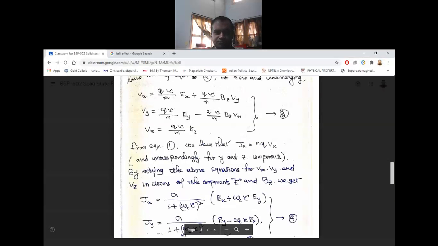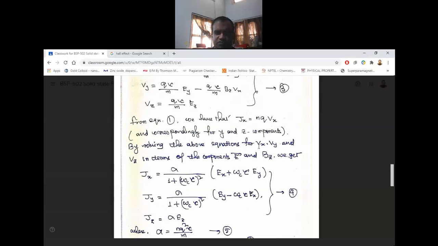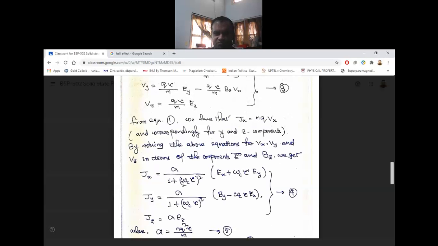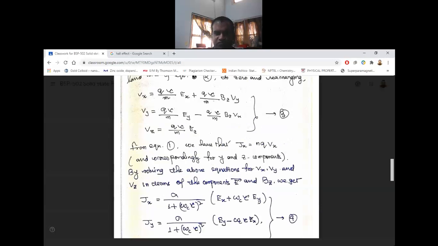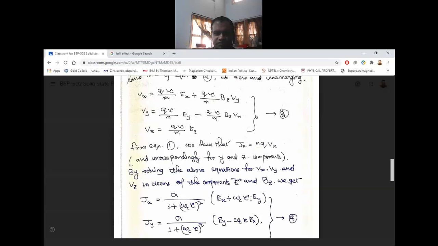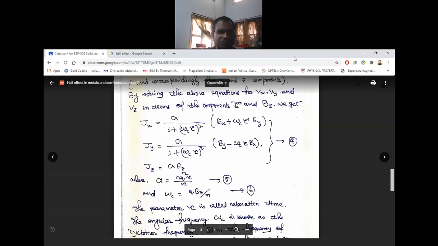Then the next thing is also a bit mathematical, and that is written directly here. The terms Jx, Jy, Jz are current density terms. Current density is current per unit cross section area. By solving the above equations for Vx, Vy and Vz in terms of components of the E vector and Bz, we have Jx equal to sigma divided by 1 plus (omega c tau) whole square, times Ex plus omega c tau Ey. Then Jy is sigma by 1 plus (omega c tau) whole square, times Ey minus omega c tau Ex, and Jz is equal to sigma Ez.